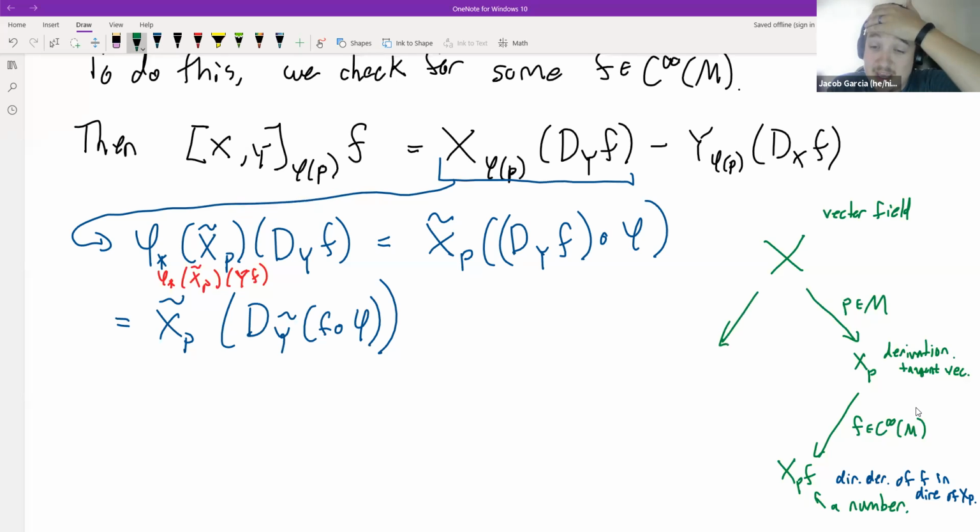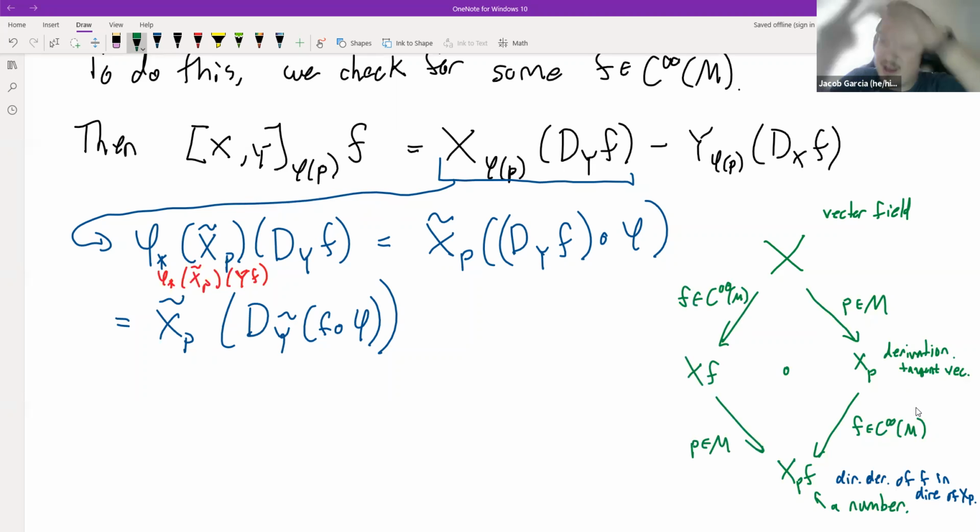But you can go the other way, and you get this thing called xf, where first you give it a C infinity function, and then you give it a point P, right? And it doesn't matter which way you go in this order, you get the same thing on the bottom from the top, right? And so what we're looking at in this is this guy, right?